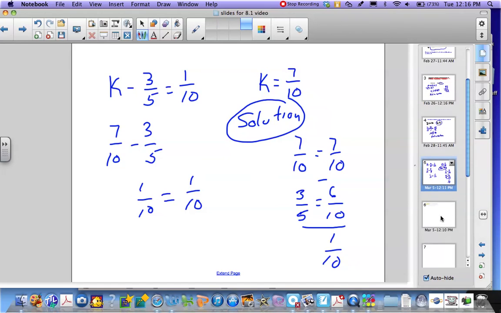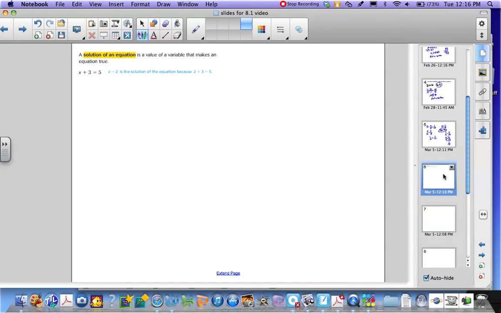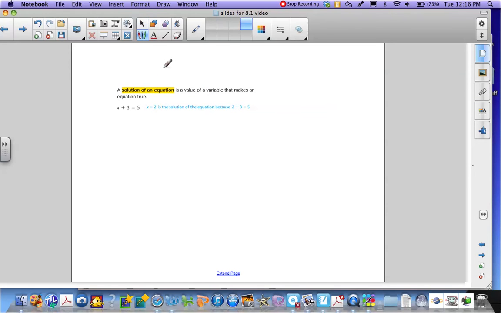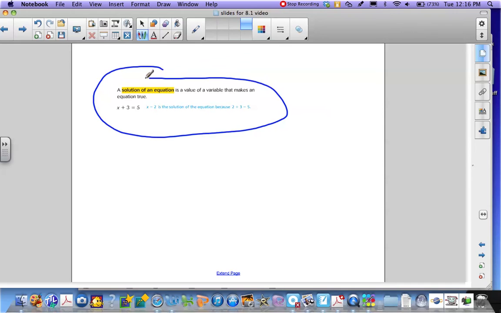Remember, a solution of an equation is a value of a variable that makes an equation true. You can substitute the value for the variable and see if it makes the equation true. And always make sure your answer makes sense.